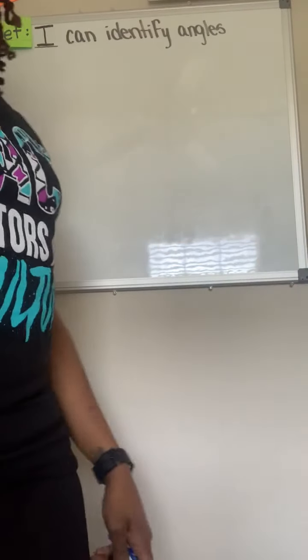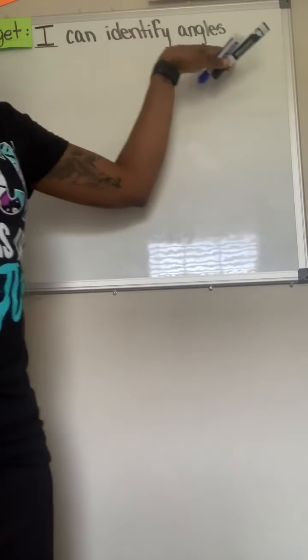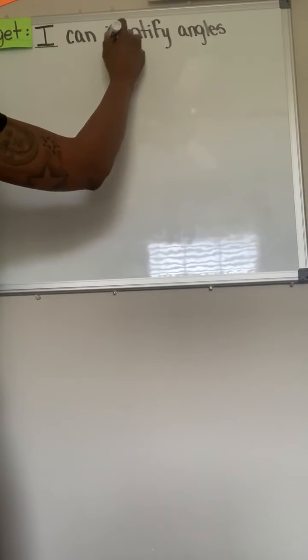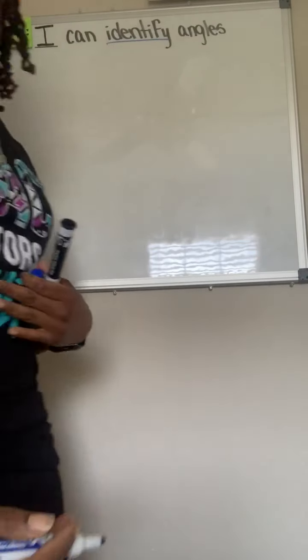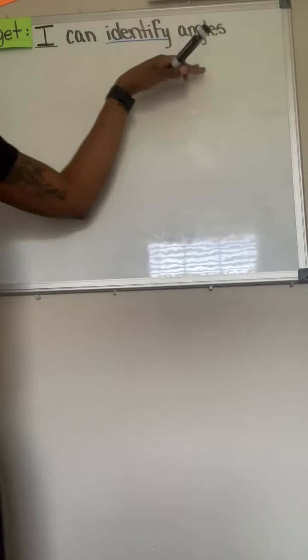All right, so really quick, our learning objective or learning target for today is I can identify angles. So we're going to take a quick look at that word, identify. When you're able to identify, you can notice, you can pick it out, you can determine, you can distinguish, all of those words. I can identify angles.